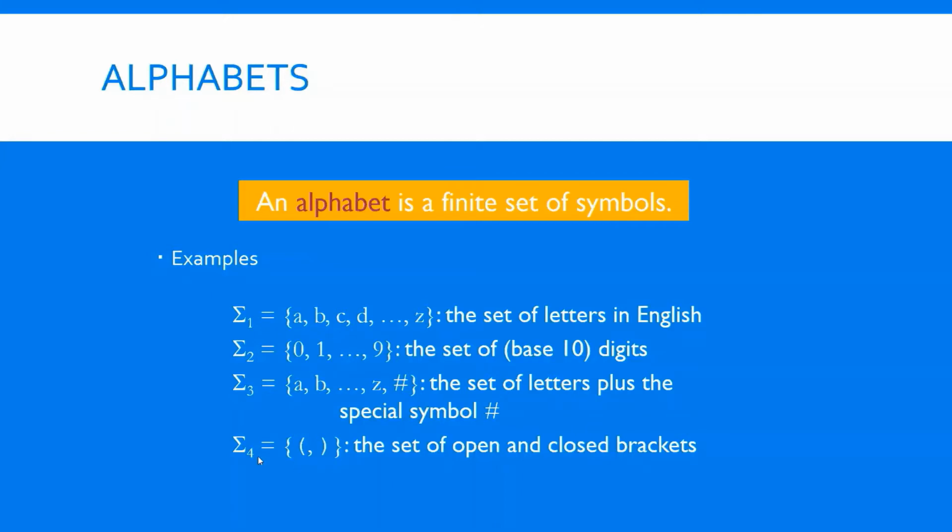Sigma 4 is another example, where left parenthesis, right parenthesis. Only two symbols are there in this alphabet. So you can take many examples of alphabet. Is it clear? Last class we have discussed what is alphabet. All your keyboard characters are alphabets. Some examples I have taken now. I hope it is clear.